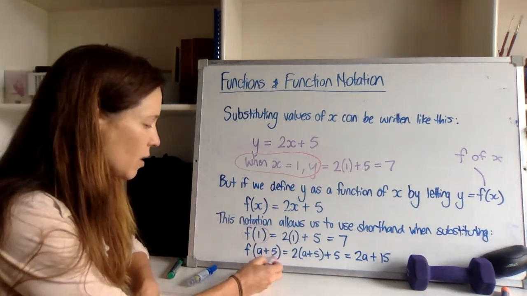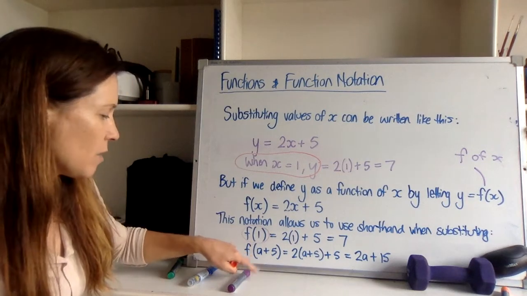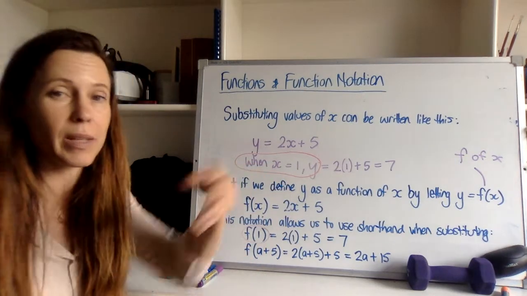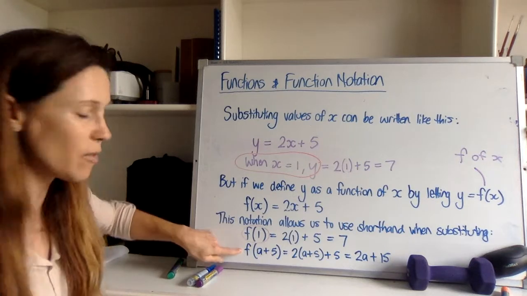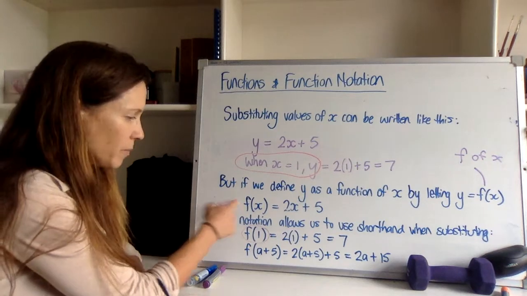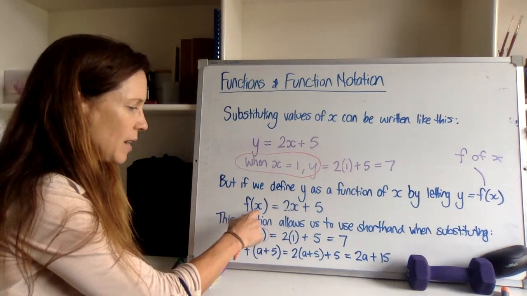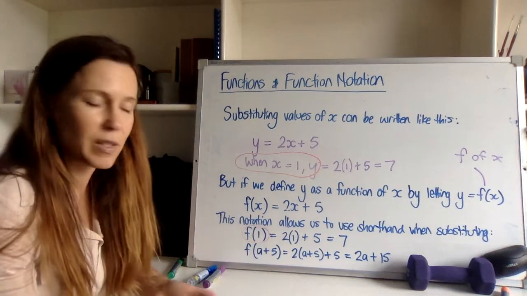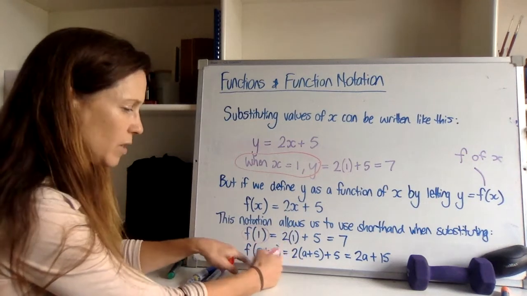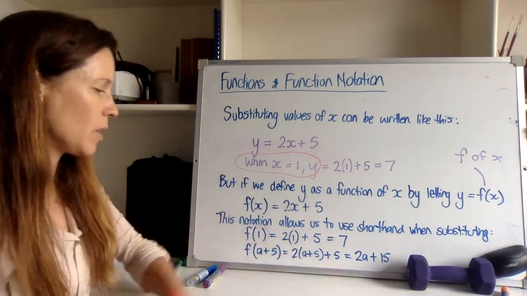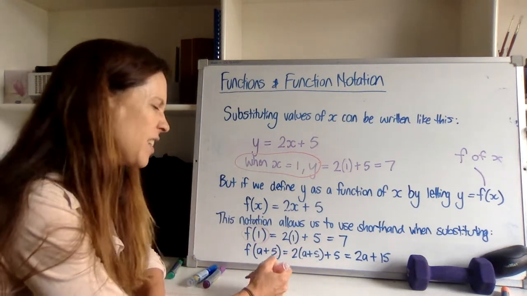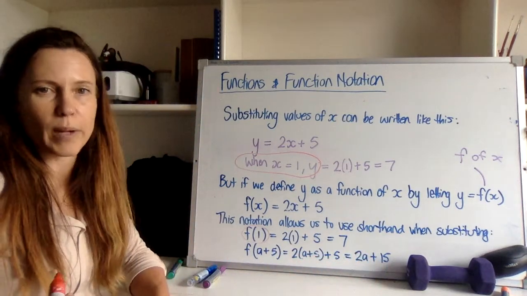We can also sub in unusual looking things. Here I've subbed in, what about when x is a plus 5? And instead of writing when x equals a plus 5, y equals, I just said f of a plus 5 is, and I just literally followed the f of x formula, followed the recipe, but anywhere there was an x, I'm going to put an a plus 5 in brackets. So we do 2 lots of, not x, but 2 lots of a plus 5, plus 5. Now I can simplify that and say, well, that's 2a plus 10 plus 5. And the 10 plus 5 I've added in my head, so that's 2a plus 15.